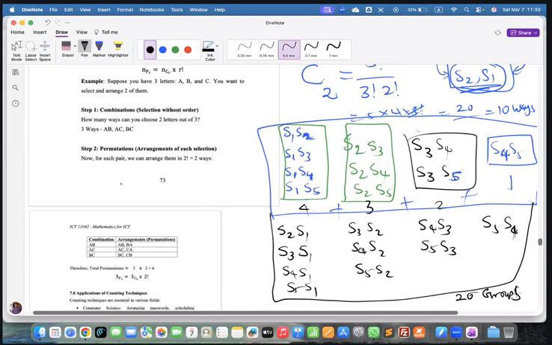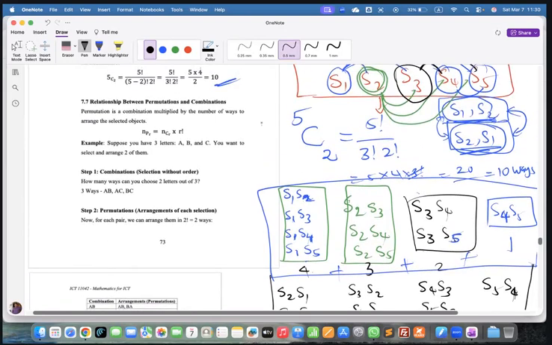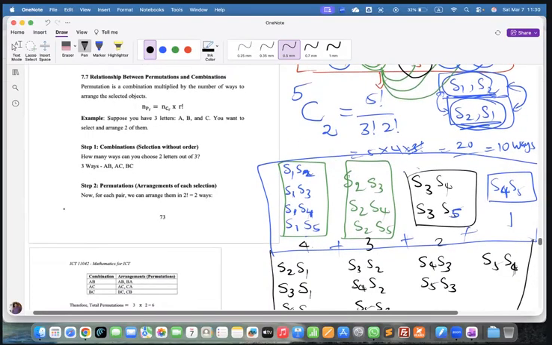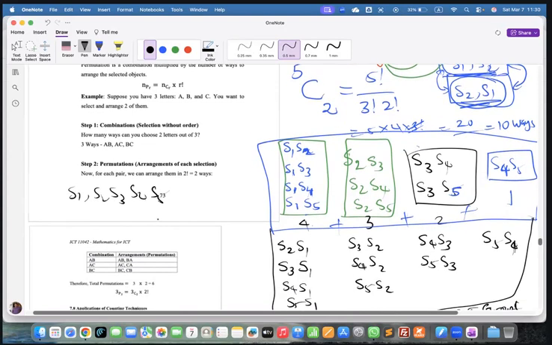Now tell me the same question, right? There are 5 objects: S1, S2, S3, S4, S5, right? From these 5 objects, how many permutations can we make with two objects? So it means 5P2.